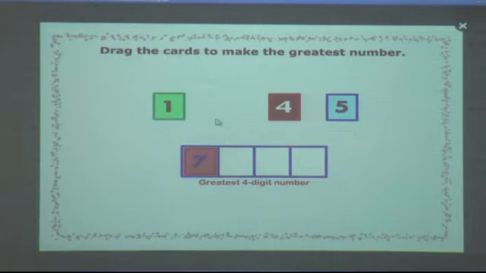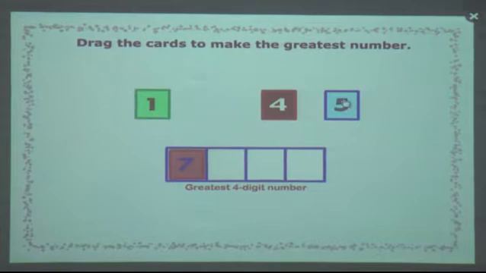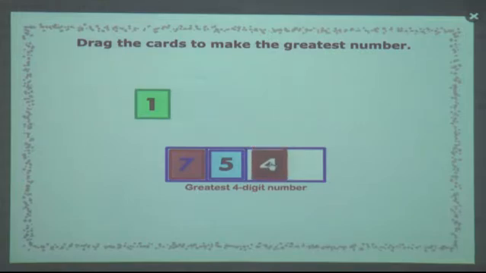Then after 7, among these 3 digits, which one is the greatest? 5 is the greatest. So, after 7, 5 will come. Then 2 numbers remain. In these 2 numbers, which one is greatest? Yes, 4 is greater than 1. So, we take 4, and finally only 1 digit is there, so we take that remaining digit. Which is our greatest 4-digit number? Read this number. 7541 is our greatest 4-digit number.